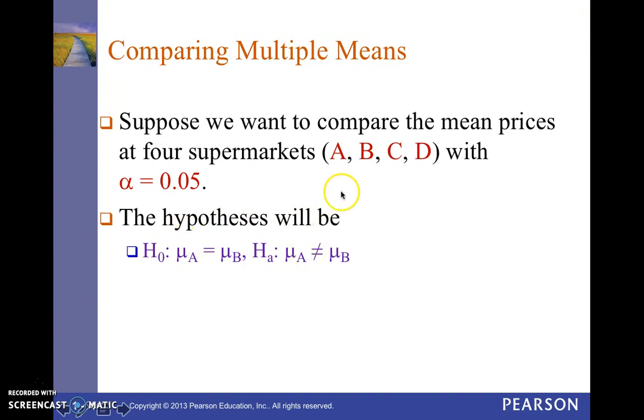Think about it for a minute. Not only would you have the mean of A compared to the mean of B, but you would also have to compare supermarket A with C.